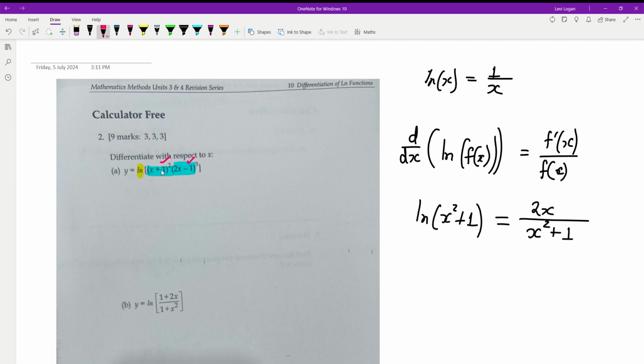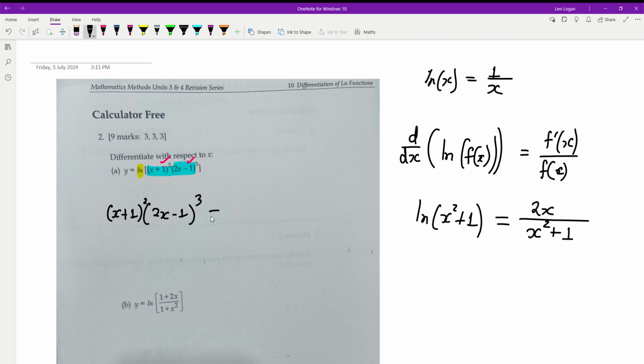This one is no different, except when we differentiate this, we have a chain rule here, but we also have an overall product rule. When we're doing a product, we differentiate one function and leave the other, then we add the second function differentiated, leaving the first. So the inside bit is x plus 1 squared, and then 2x minus 1 to the power of 3.